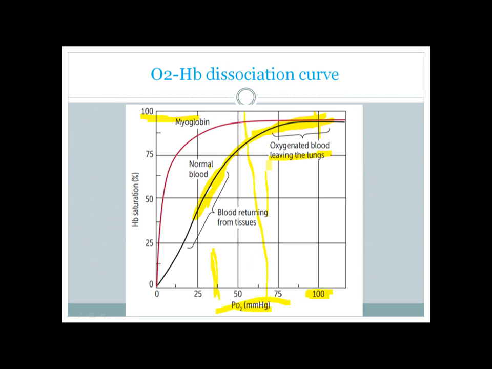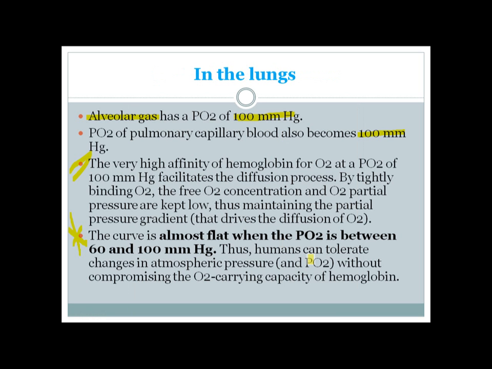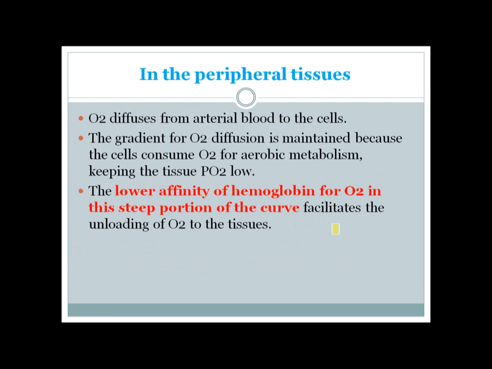One important fact to remember is that the curve is almost flat when the partial pressure is from about 60 to 70 up to 100. It's almost flat, and that's why humans can tolerate changes in atmospheric pressure at this level without a change in hemoglobin saturation or oxygen carrying capacity of hemoglobin. In the peripheral portion, which is represented by the steep portion of the curve, there is lower affinity of hemoglobin for oxygen, and this facilitates the unloading of oxygen to the tissues.